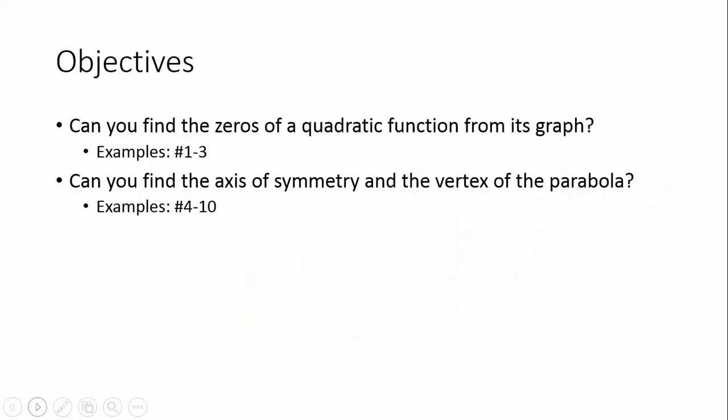So we were able to find the zeros of the quadratic function by looking at the graph. And we were also able to find the axis of symmetry and the vertex of the parabola. We can look at the graph to find both of those pieces of information, or we can use the axis of symmetry formula to find both of those pieces of information.